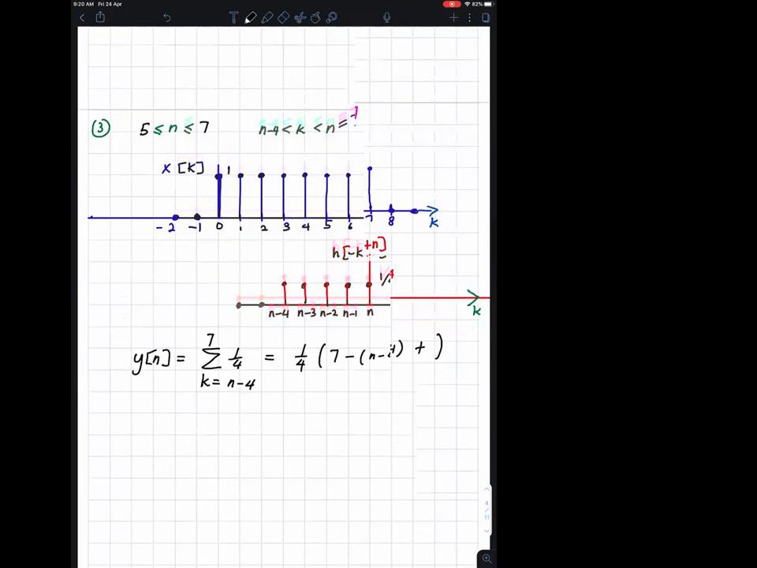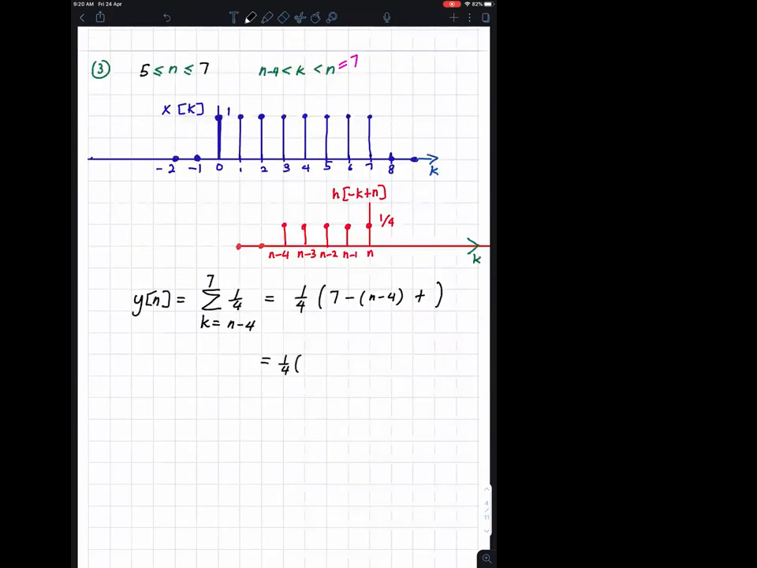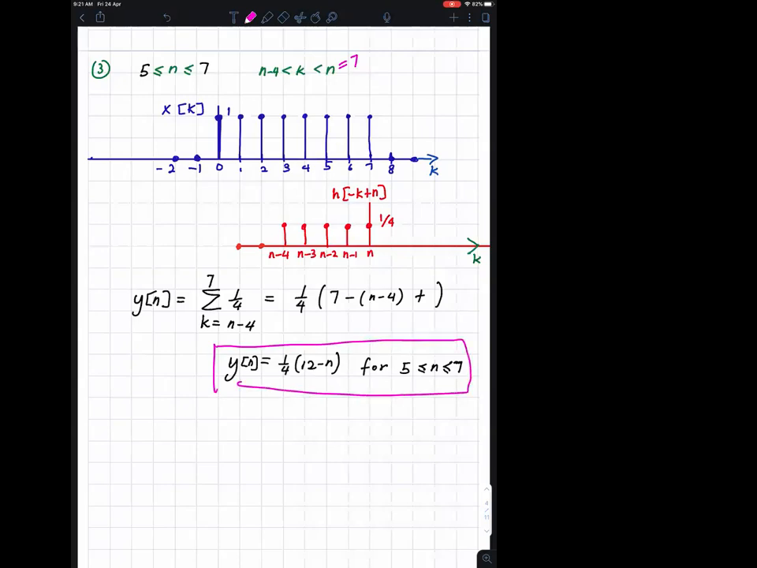That's going to be 1/4 for n less than 7, or greater than 5. Any question? We have one more.